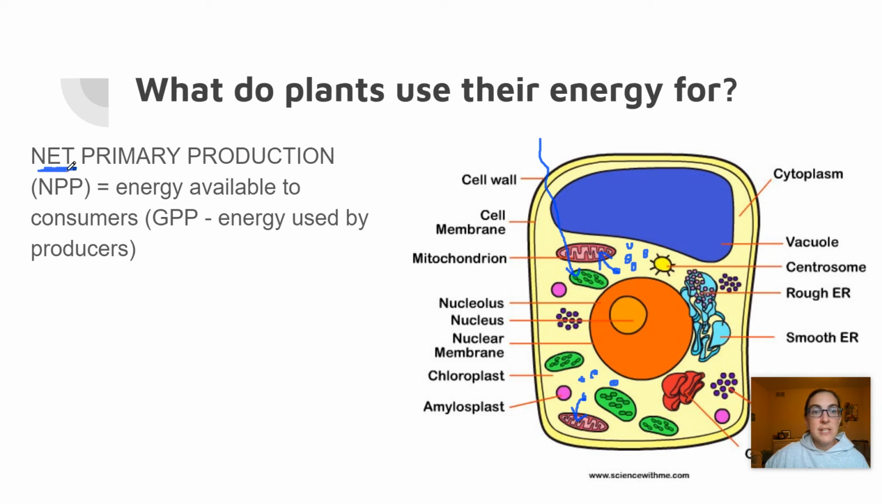And these two obviously are related. Net primary production is the energy that's available to consumers in the ecosystem. So in other words, like we just explained in that diagram, it's the gross primary productivity, all of the glucose that they make, all the photosynthesis that happens, minus the energy that they use for their own processes. It's the stuff that's left.